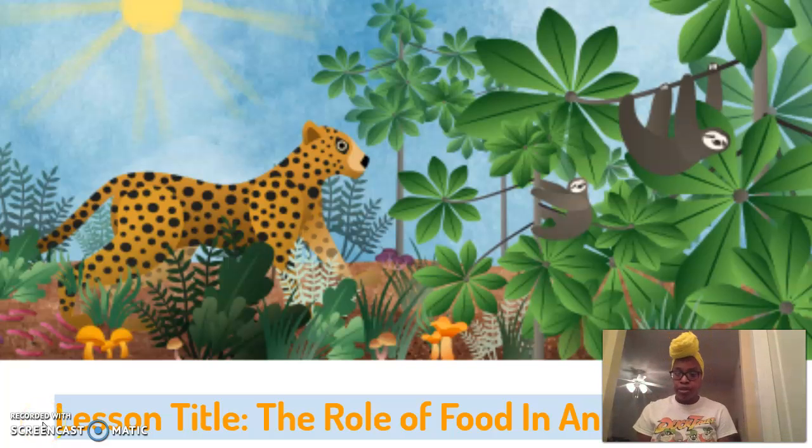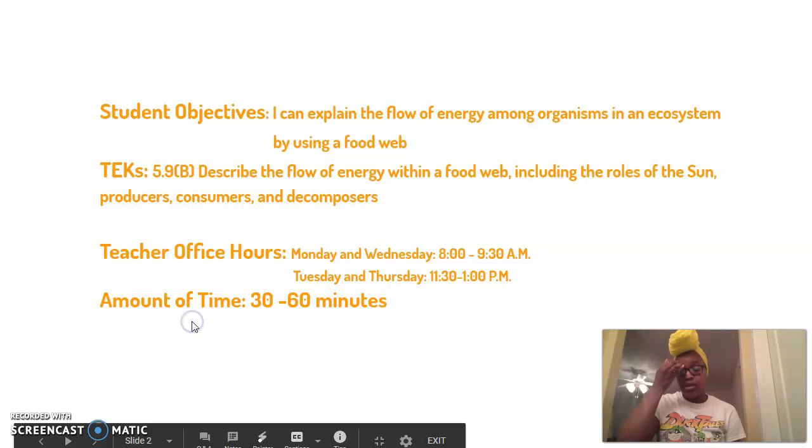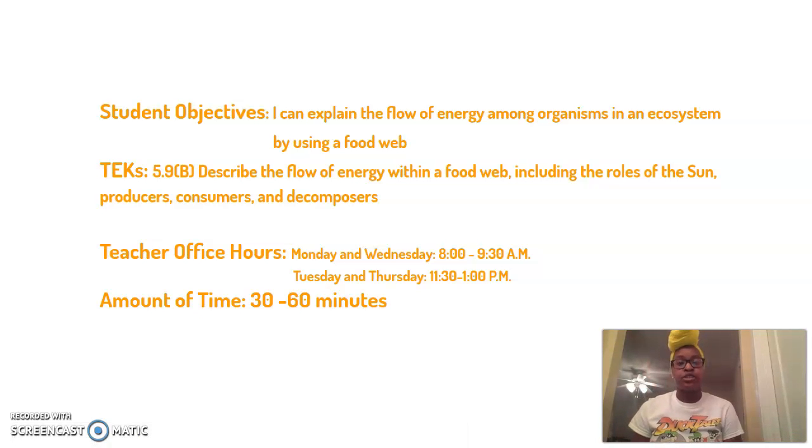This week we are going to be looking at the role of food in an ecosystem. What you will be able to learn, or what your objectives will be, is that you will be able to explain the flow of energy among organisms in an ecosystem by using a food web. That's a new vocabulary word, so make sure you're paying attention throughout your lesson.